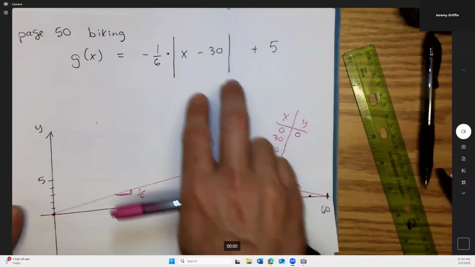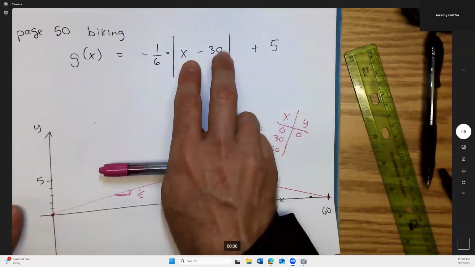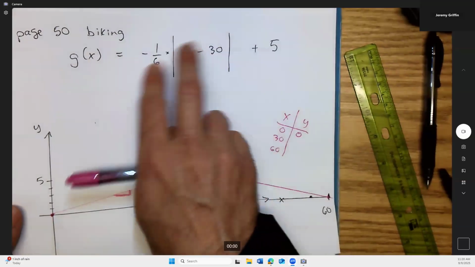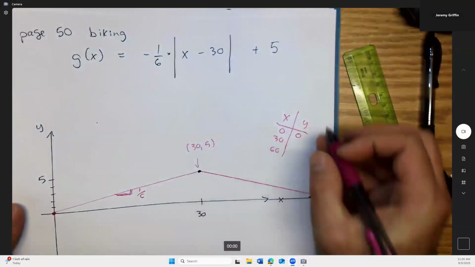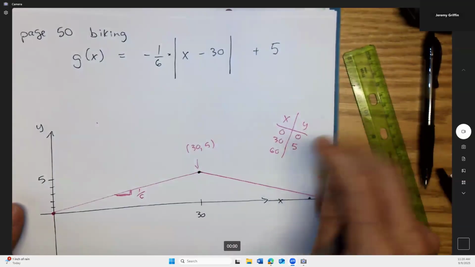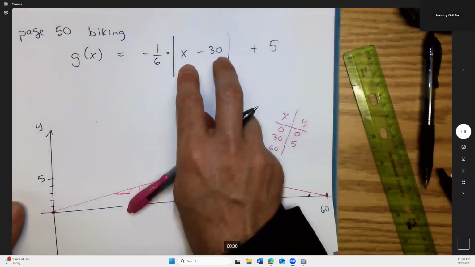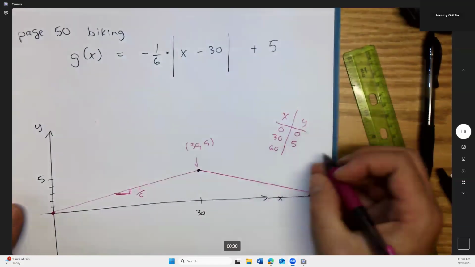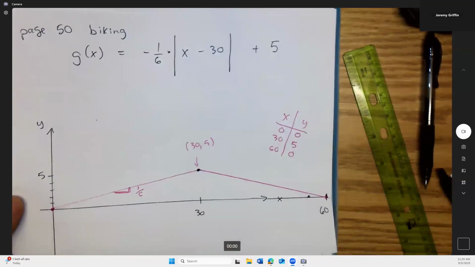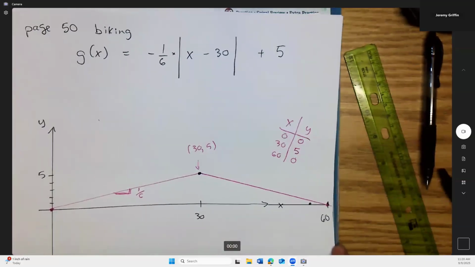Let's plug in 30. Guys, what's 30 minus 30? 0. And now this bit zeroes out. Plus 5. That's this point right here, like the vertex. 5. Then 60. Guess what's 60 minus 30? That'd be 30 times -1/6. It's -5 plus 5 is 0. Right? Yeah. So we got exactly the right curve. It looks exactly like that.